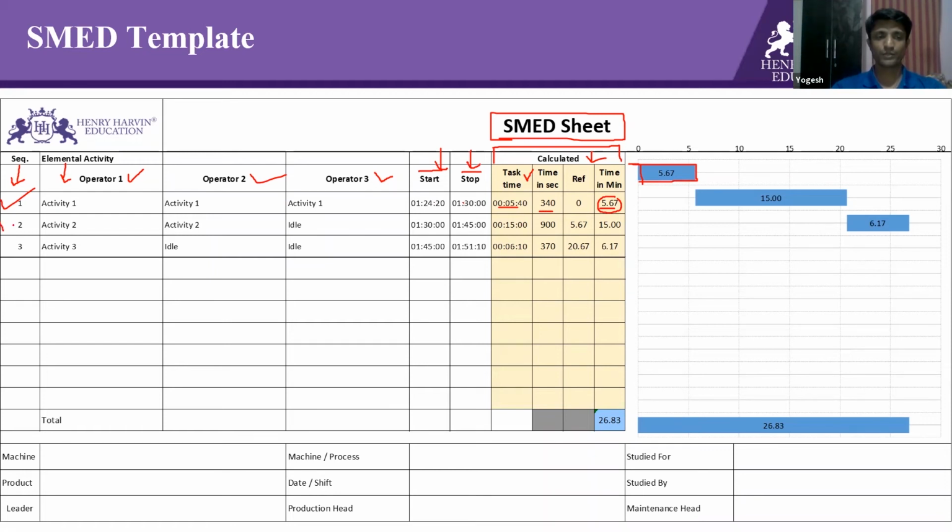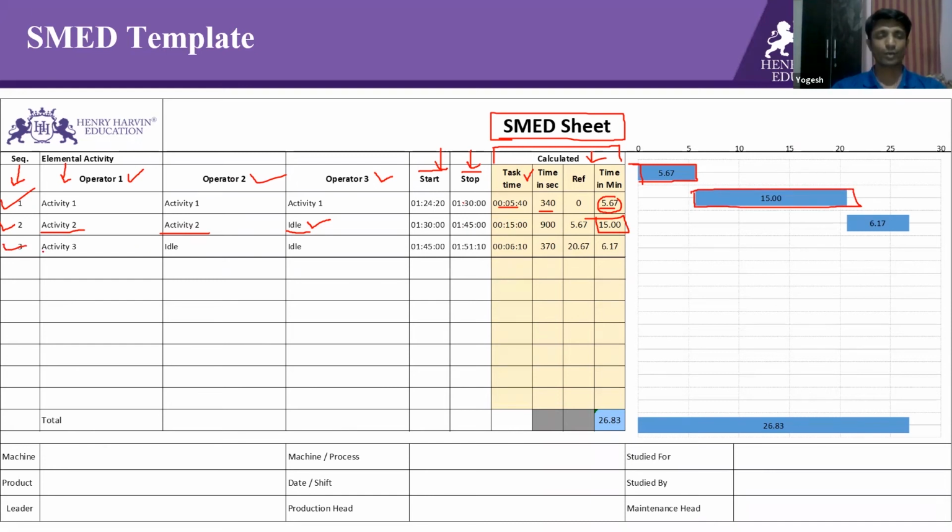Similarly we go to the next. We find out the element sequence. This is the second sequence. Operator 1 is performing activity 2, operator 2 is also performing activity 2, and operator 3 is actually idle here. So this can also be found out, right? Who is idle, who is not doing anything while the changeover is happening, so that we can allocate that resource to some extra activity, and this way we can reduce the time. So the activities were 2, 2 and idle, and the overall time it took is 15 minutes, right? That is used here to plot this graph of 15 minutes.